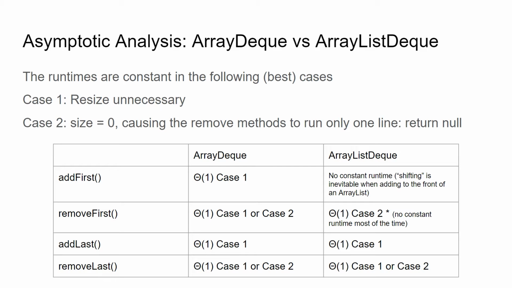And interestingly, for ArrayListDeque's add first method, there is no constant runtime, because it turns out that you're always going to be shifting elements over when you are working with the first element of an array list. And for ArrayListDeque's remove first, we do have that possibility where size is equal to 0, but in any other case where the method is actually working properly, just like add first, you wouldn't have a constant runtime.